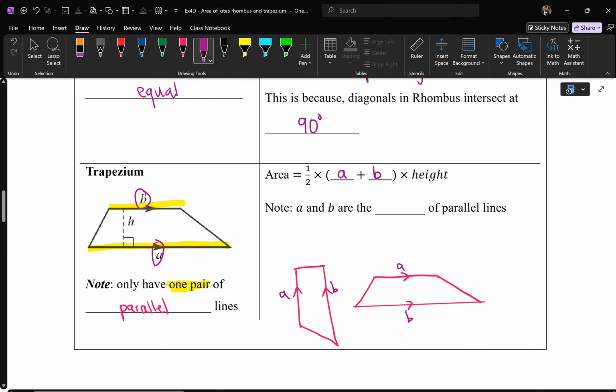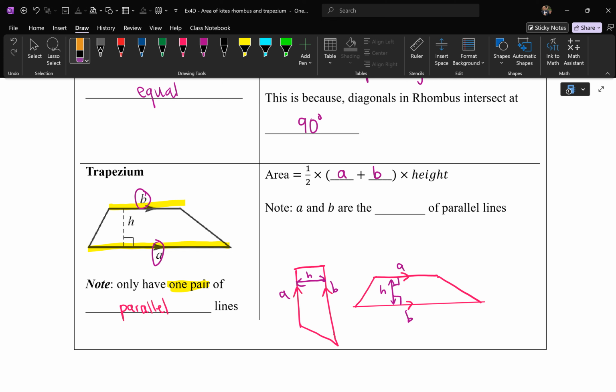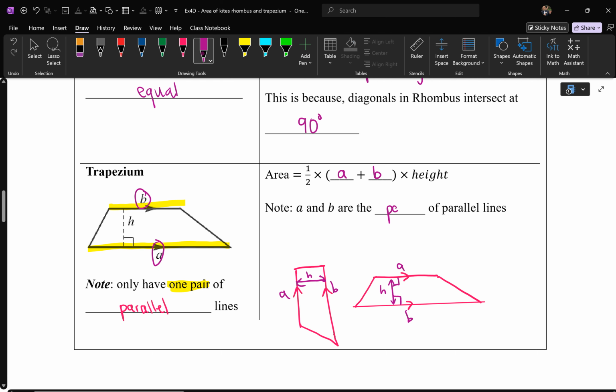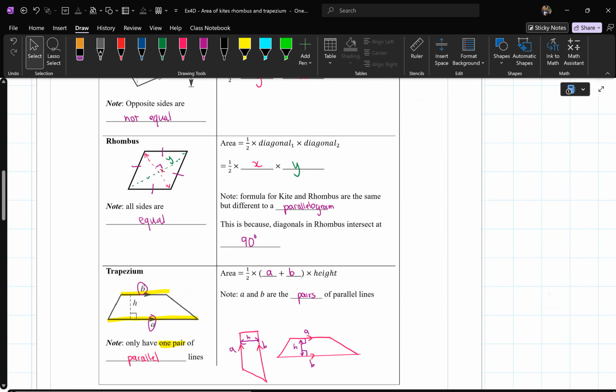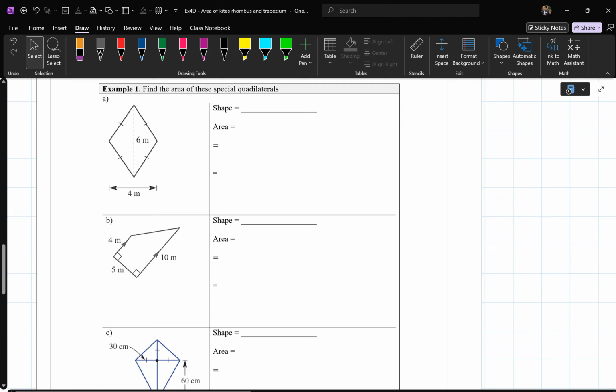Add those two together, times by the distance between them, not the diagonal. It's always the vertical distance, the perpendicular distance. It has to be 90 degrees with each other. That's your height. So the height is where the perpendicular distance is, not the slant, not the slant. Okay, and that's it. Times the height, half it. So note A and B are the pairs of parallel lines. That's it. So now that you've got the formula, you've got the theory, you can now answer these questions.